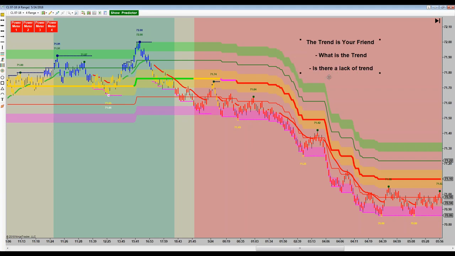Sideways, chop, consolidation. Good. That's all. And we're going to look at how you can very quickly discern between whether you're trending or not.